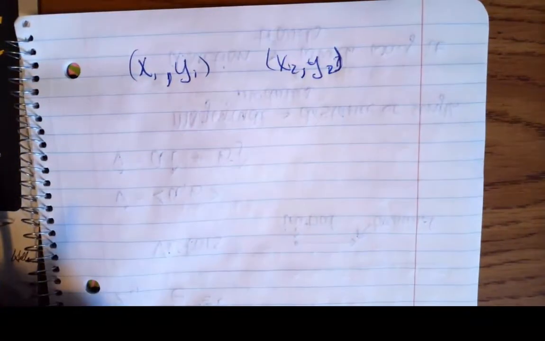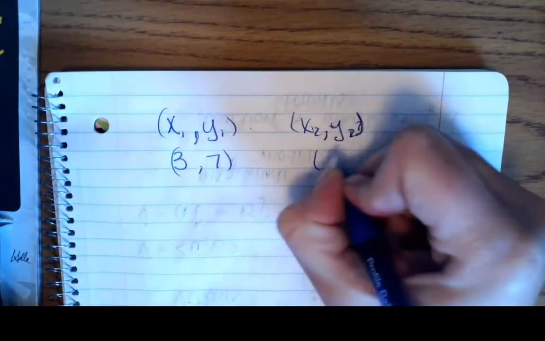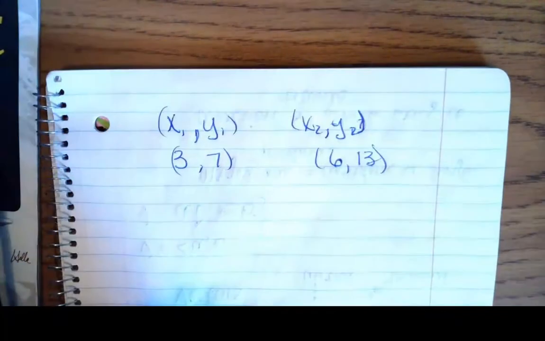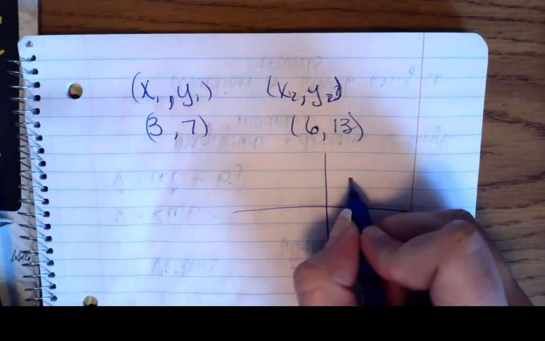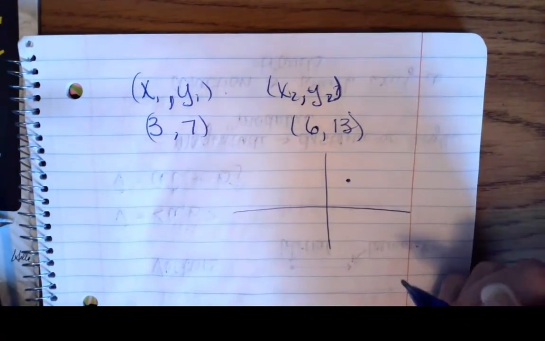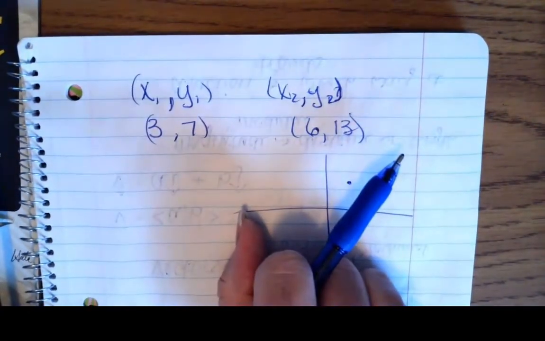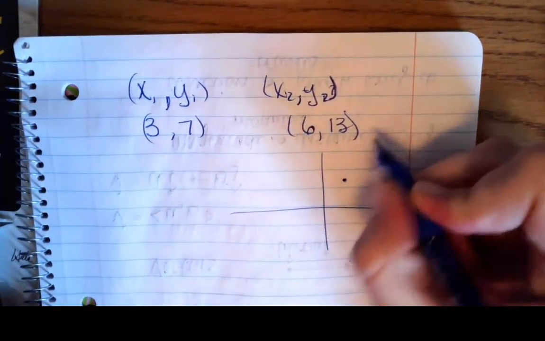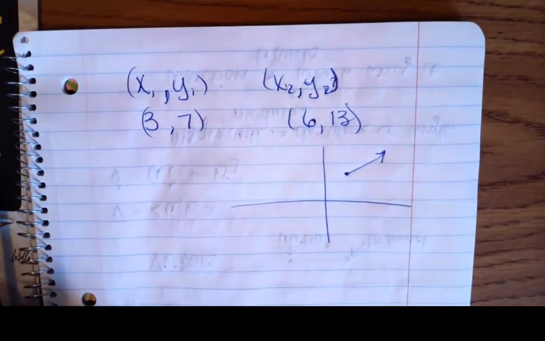So let's just make something up. If I have something to the effect of a 3, 7, and a 6, 13. Okay, so if I graph that, what I have is a 3 and then 7. So that's my initial point. And then my terminal point, and you'll be told which is initial and which is terminal. My terminal point is 6, 13. So I'm going to come over here at 6, 13. Then my vector looks like this.